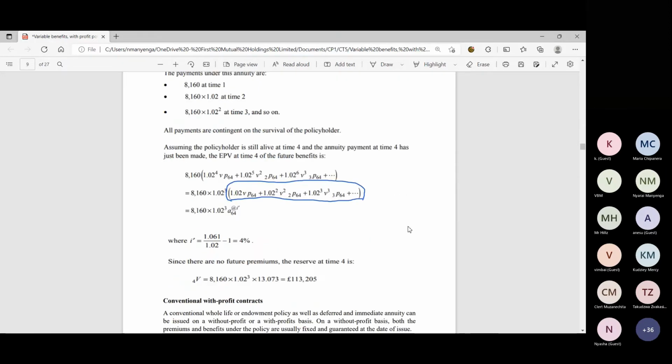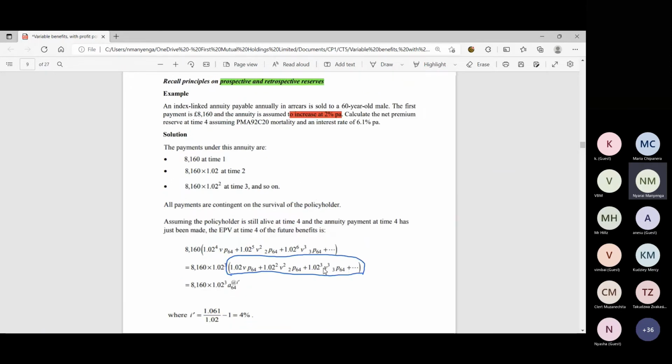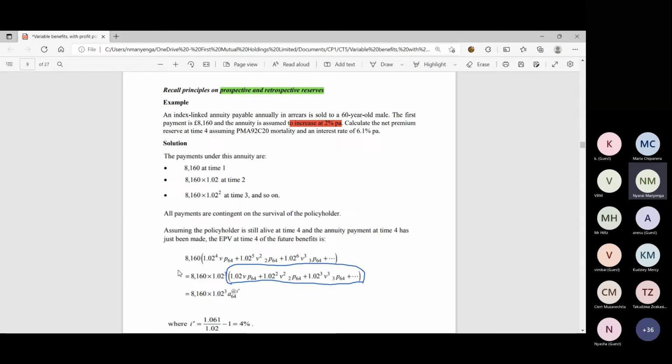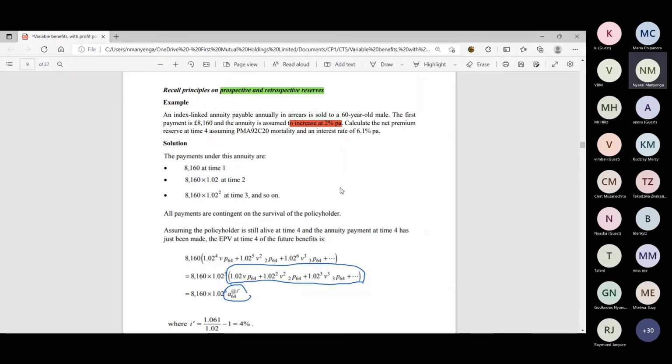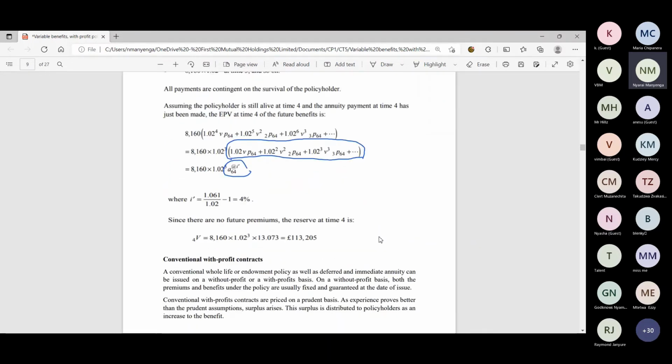So you see that it's key to be able to evaluate some of these annuity expressions so that you can take out the obvious parts from first principles and then be able to evaluate them. So this is just one example on calculating a net premium prospective reserve for an index-linked annuity. So I don't know if there are any questions before I proceed to the next theory bit on conventional with profit contracts.